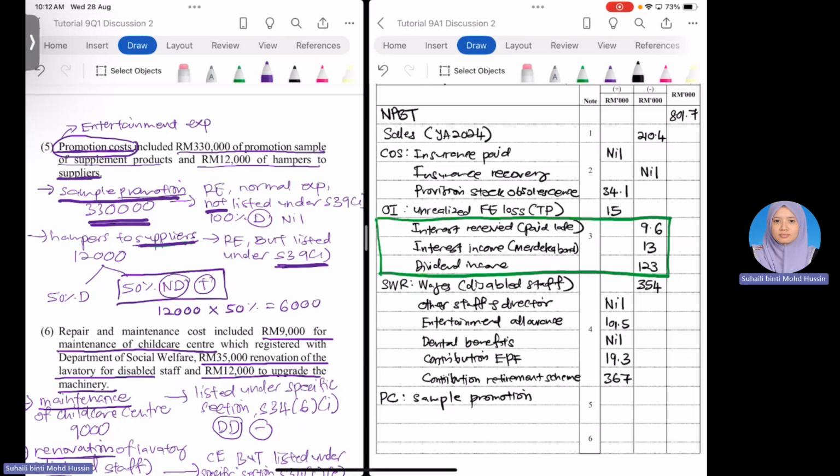Okay, right, allowed for deduction as this amount is not listed under prohibited deduction. So we record it as nil to show that this amount is already deducted in SOCI, and there is no need for any more adjustment in the tax computation at the adjusted business income level.